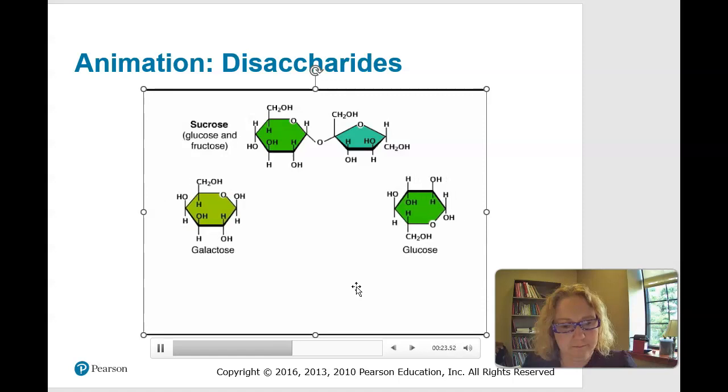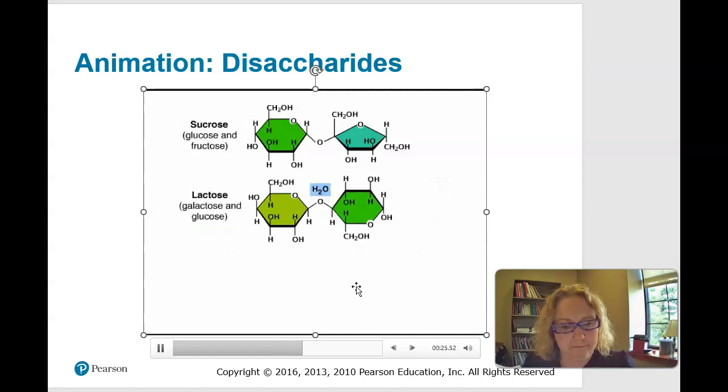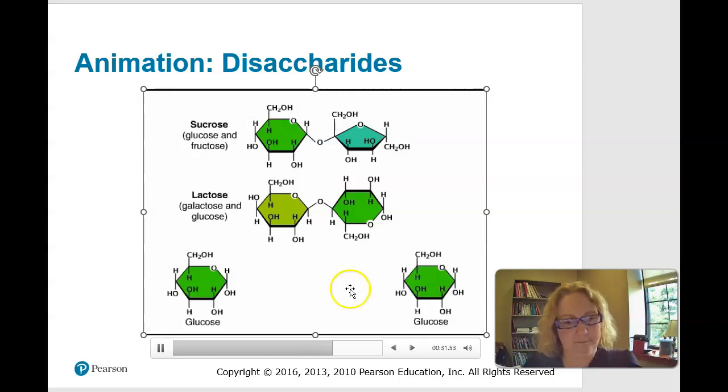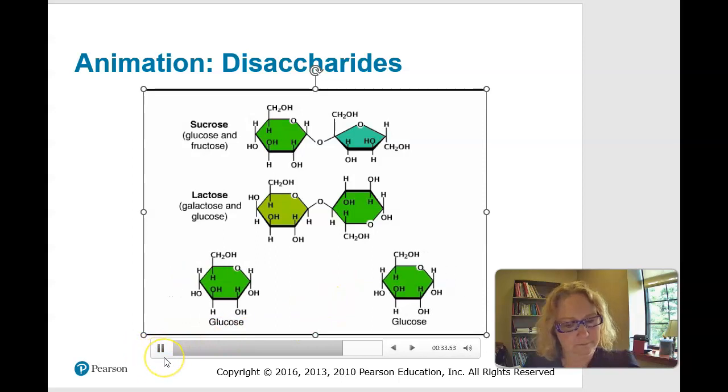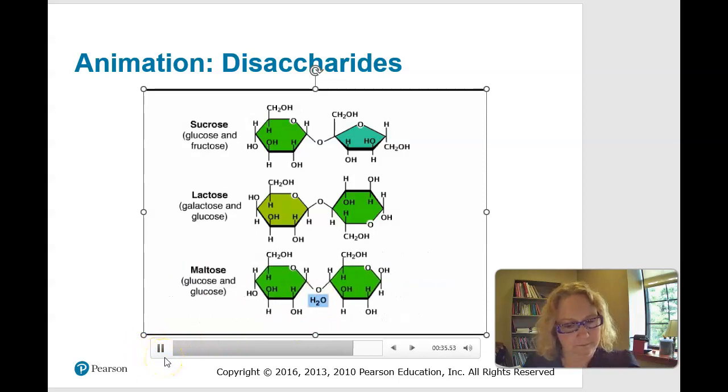Lactose is formed by joining galactose and glucose. Lactose is the disaccharide that gives milk its sweet taste. Maltose consists of 2 linked glucose molecules. Digestion of starch, in a sprouting seed or in the intestine of an animal, produces this disaccharide.